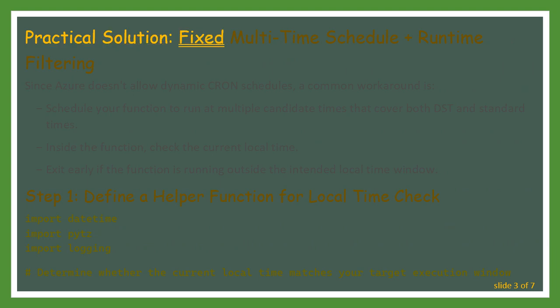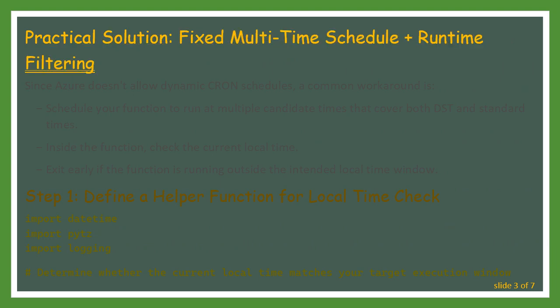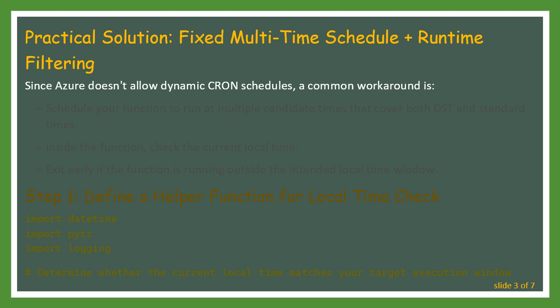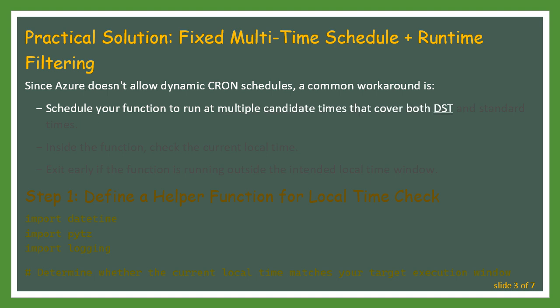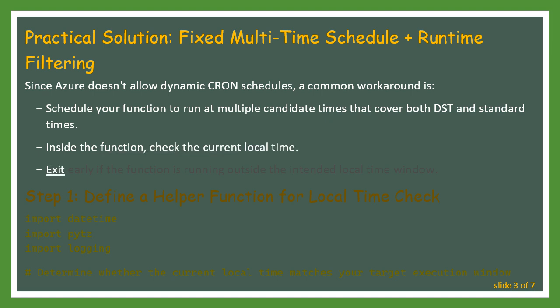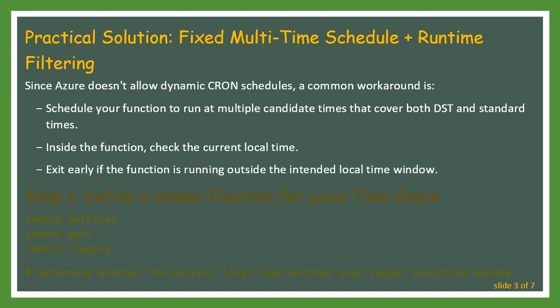Practical solution: fixed multi-time schedule plus runtime filtering. Since Azure doesn't allow dynamic CRON schedules, a common workaround is to schedule your function to run at multiple candidate times that cover both DST and standard times. Inside the function, check the current local time. Exit early if the function is running outside the intended local time window.